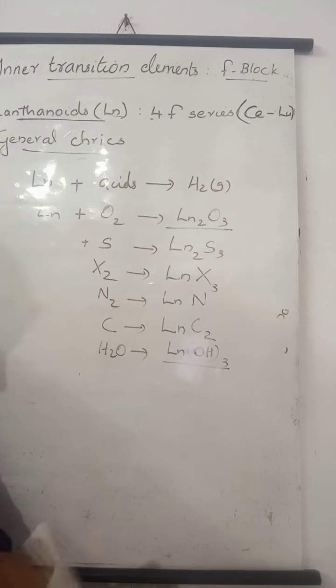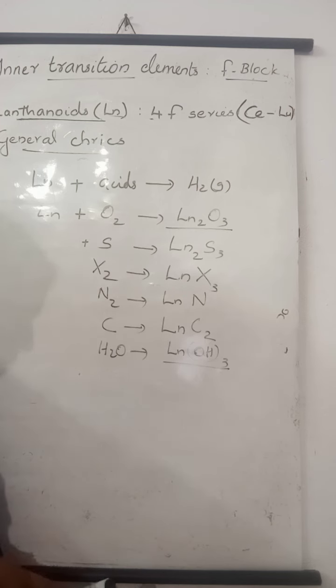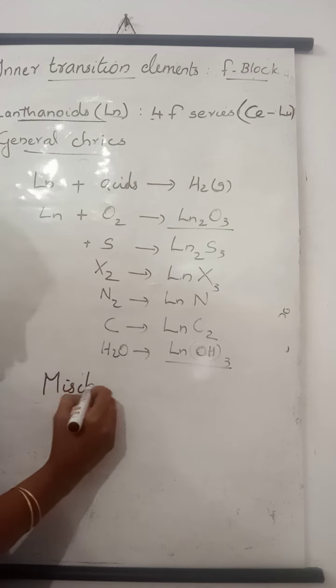Then, uses of lanthanoids. Lanthanoids are used as catalyst in petroleum cracking. Mixed oxides of lanthanides are used as catalyst in petroleum cracking. A very important lanthanoid metal alloy is called Mischmetal. The name of the lanthanoid metal alloy is Mischmetal.